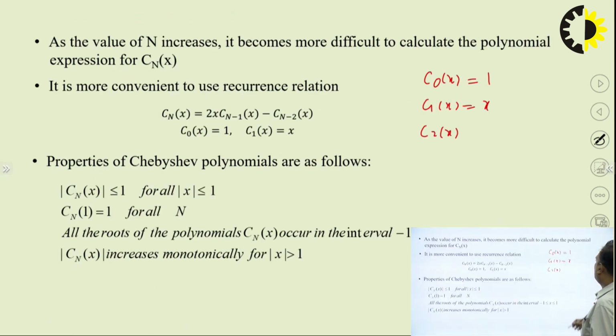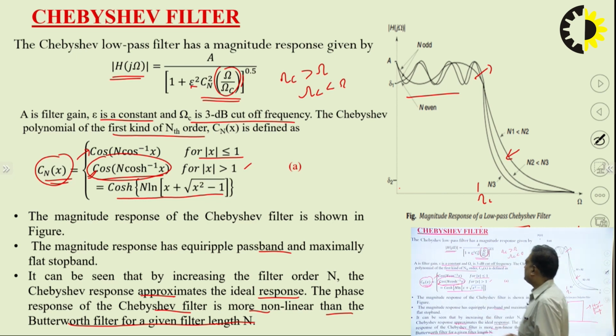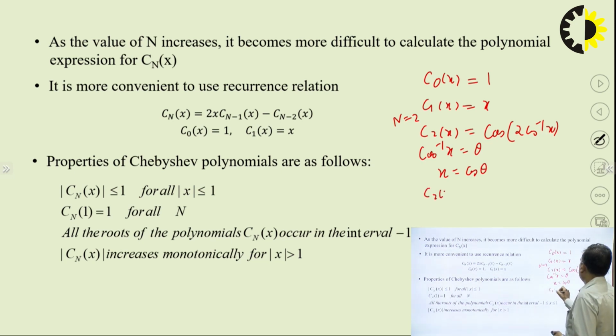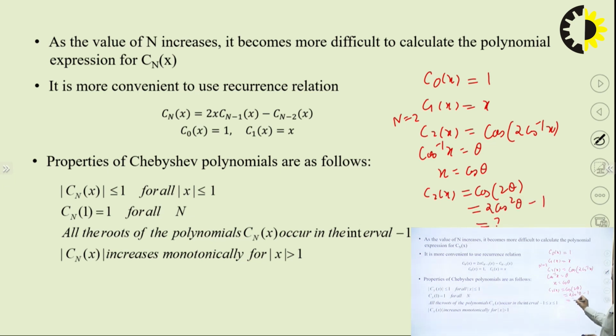From here, if x is less than 1, then this is cos of 2 cos inverse x. We are taking n equals to 2. Okay, so let us suppose cos inverse x will be equal to theta. So x equals cos theta. So C2x will be equal to cos of 2 theta. Cos 2 theta can be written as 2 cos square theta minus 1, so that will be equal to 2x square minus 1. Okay. So C0x equals 1, C1x equals x, C2x equals 2x square minus 1.